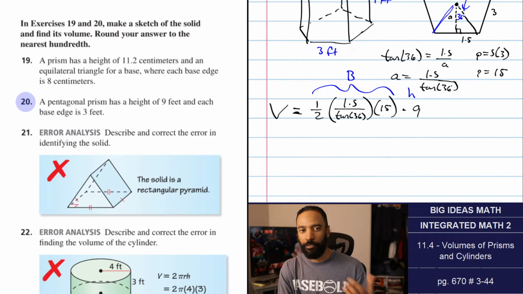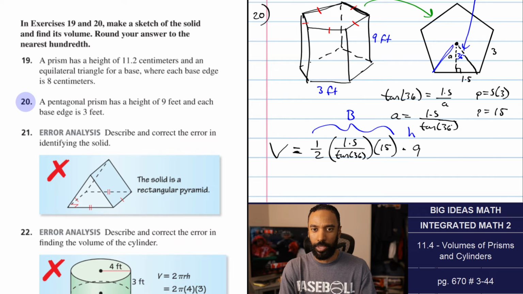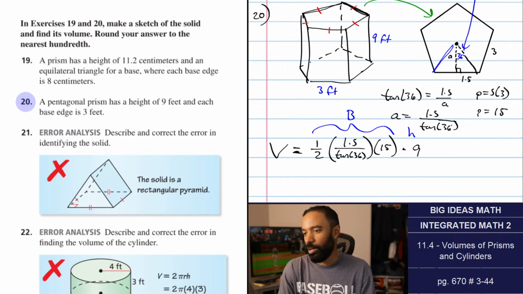So if we do this all in one fell swoop, we'll be good. And I hope you're okay with that, just because of how we'll work that out. Remember, area of base, 1/2 apothem times perimeter for the pentagon, and then the height going there. So let's go to the calculator and type all that in. I will be typing in 1/2, so 0.5, times 1.5 over tangent of 36 times 15 times 9. I'm just writing it the way that I had it written there.